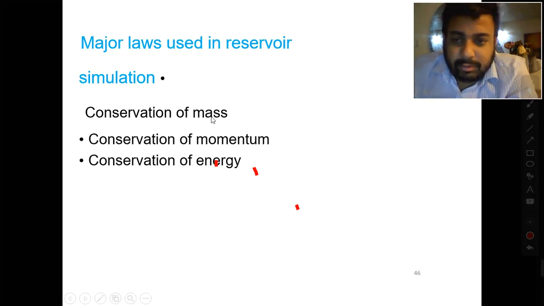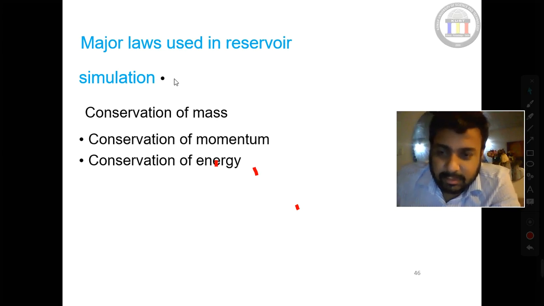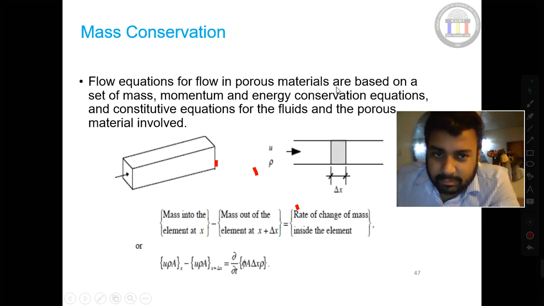So in the process of making reservoir simulators, three basic laws are used: conservation of mass, conservation of momentum, and conservation of energy. And as we go ahead, conservation of mass, how we define it.